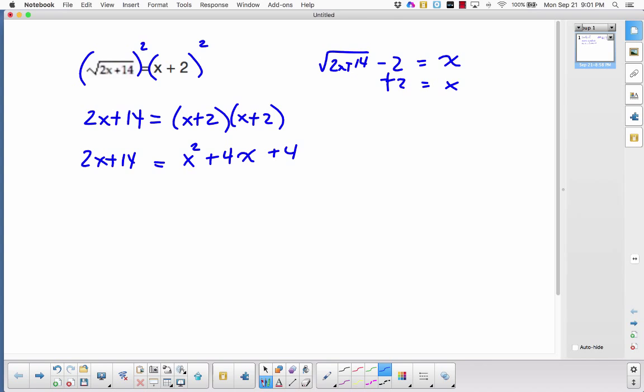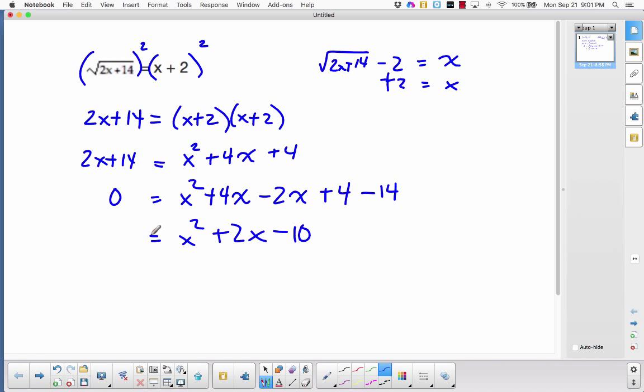Now I want to make things equal to 0. I like a positive x squared, so I'm going to leave it there, and I'm going to move all this stuff over to the left. So I'm going to have a 0 here, and it'll be x squared plus 4x. Bring this over, it'll be a minus 2x plus 4. And then bring this over, it'll be a minus 14. So then I'll have x squared plus 2x minus 10 equals 0.